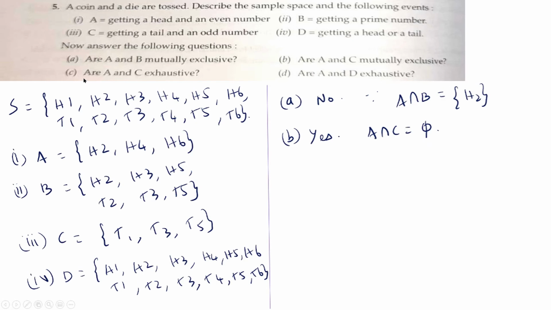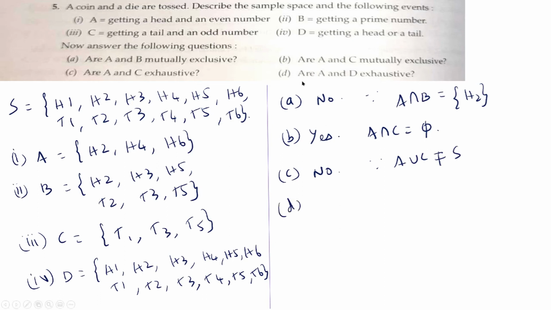The third subdivision, are A and C exhaustive? Here A and C are not exhaustive. A union C will not give the entire sample space. So C is no, since A union C is not equal to the sample space.